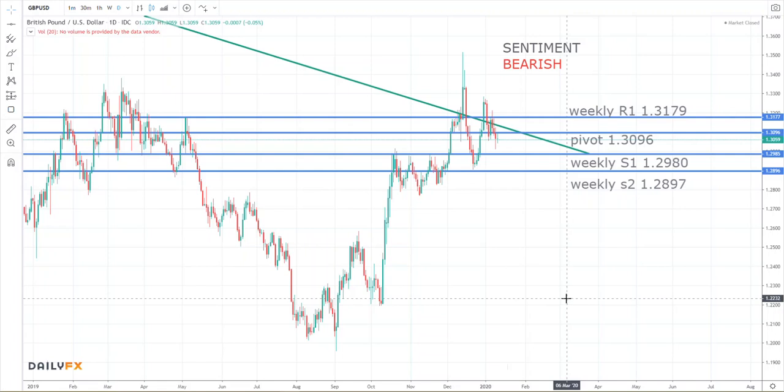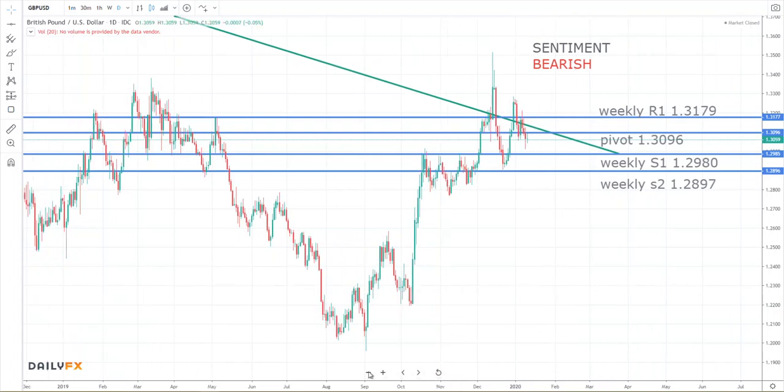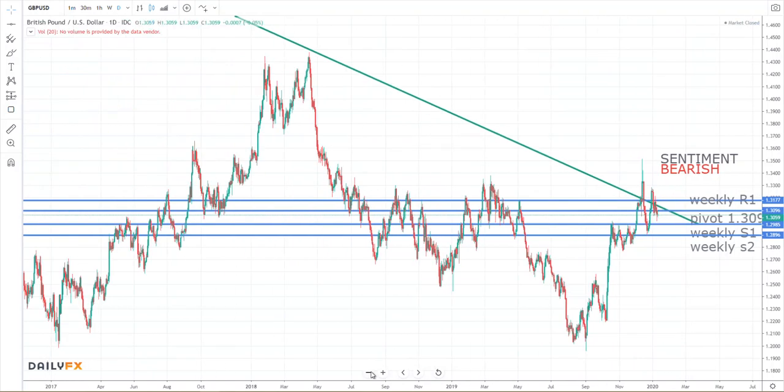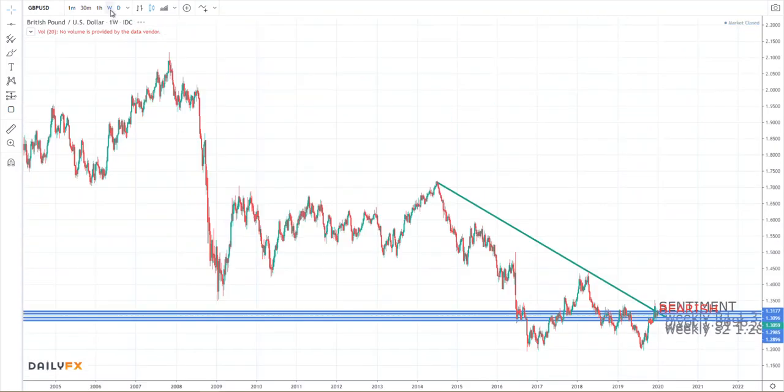So we can see here that currently my sentiment is bearish on pound dollar. That means it's a sell for me. And listing out the reasons why I'm going that way. So my sentiment is bearish. If we zoom out, we see this very long descending trend line that goes back a couple of years, and even on the weekly, that pretty steep trend line there.